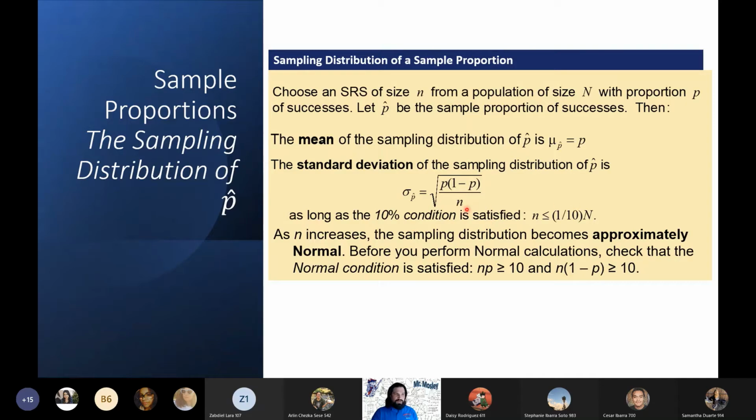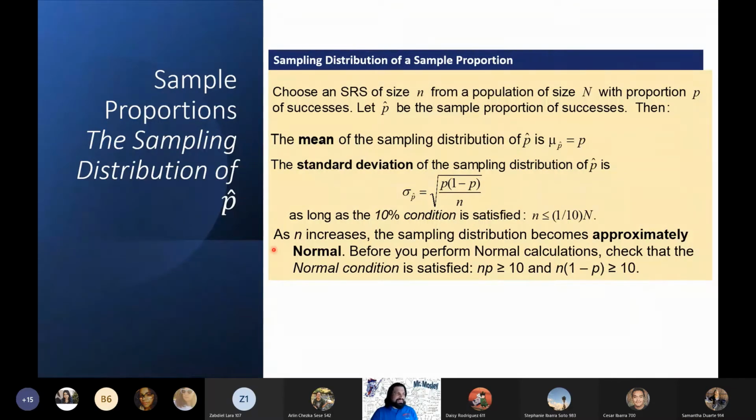And again, we can only find the standard deviation if the 10% condition is satisfied, meaning that our sample size is less than or equal to 10% of the entire population we're sampling from. As n increases, the sampling distribution becomes approximately normal. Before you perform normal calculations, check that the normal condition is satisfied. That means we're checking the large counts condition. The number of successes, np, must be greater than or equal to 10, and the number of failures, n times 1 minus p, needs to be greater than or equal to 10.